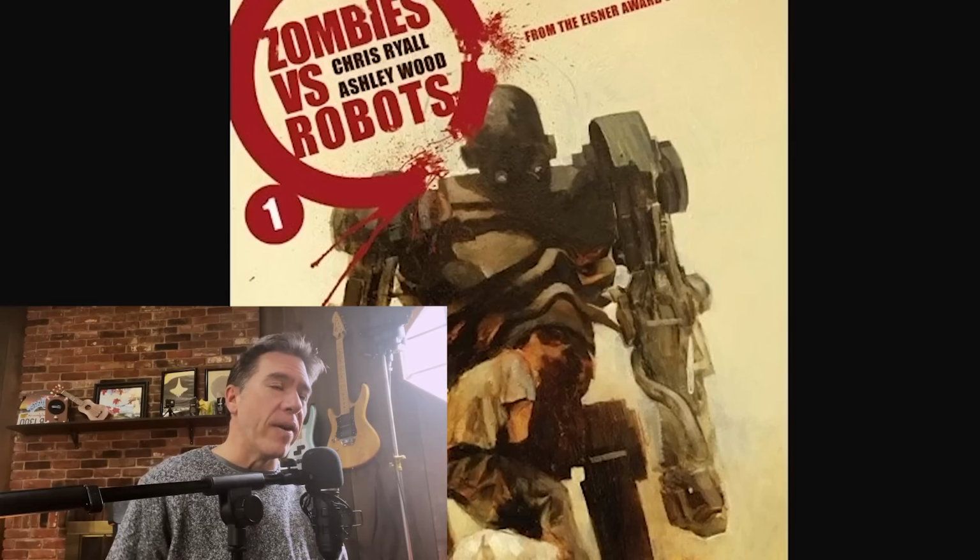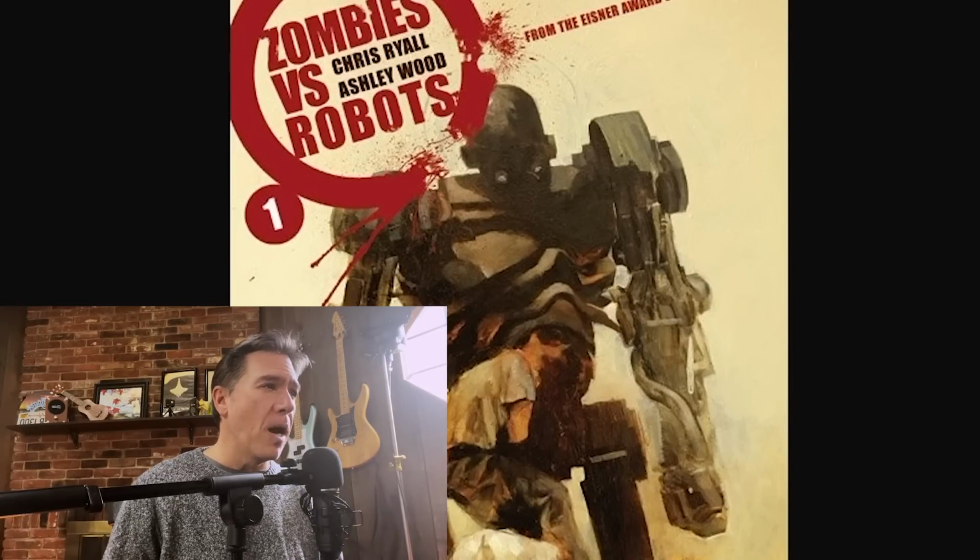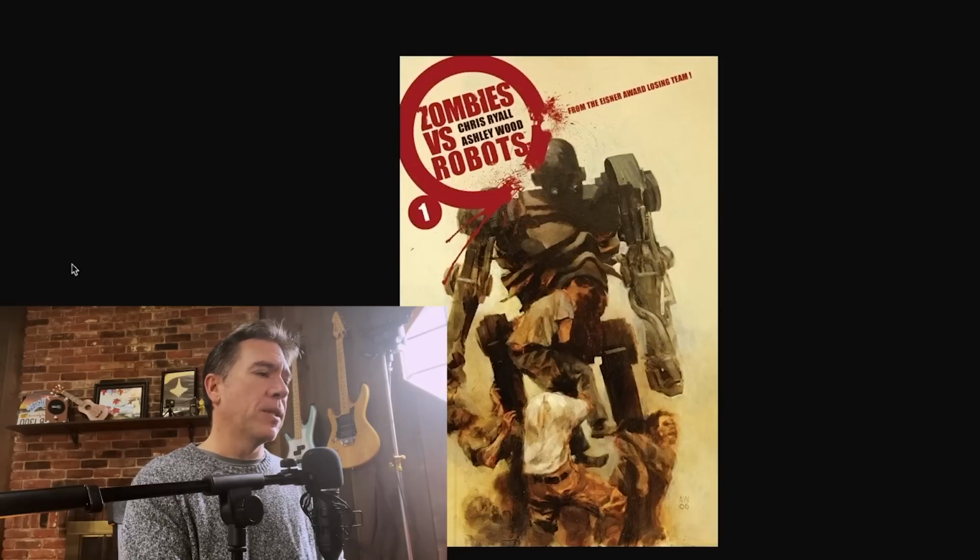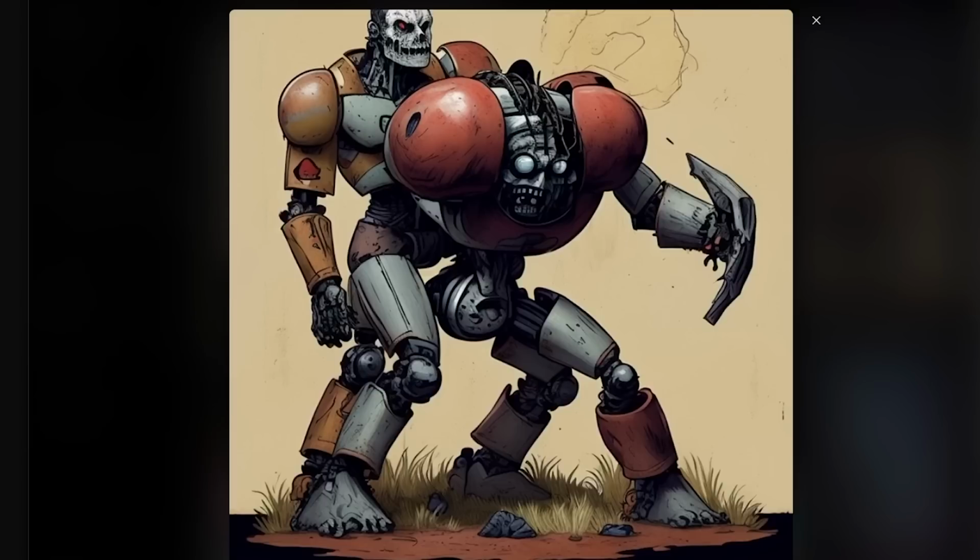I think maybe that's what that was supposed to be. A couple of days ago, I ran across my old copy of Zombies vs. Robots. It is a comic graphic novel by the artist Ashley Wood. I thought that this might make for an interesting test, so I wanted to know if Leonardo could do styles. So this was the very simple prompt of a robot fighting a zombie in the style of Ashley Wood.